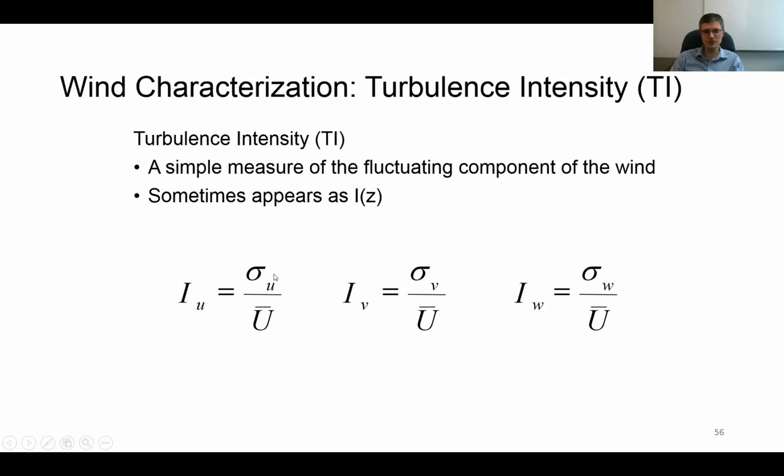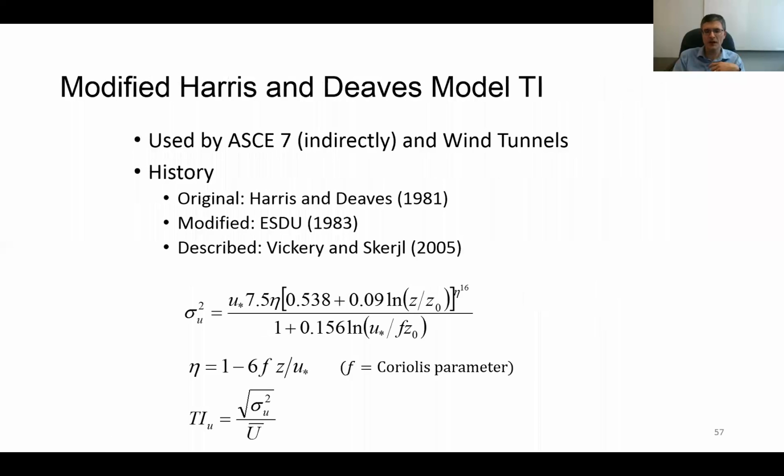There are different components of it. This U, V, and W refer to the longitudinal component, the lateral component, and the vertical component. So the longitudinal component would be the turbulence in the same direction that the mean wind is heading. The lateral component is perpendicular to that wind direction in the horizontal plane, and then the vertical, of course. Sometimes it's referred to as TI, sometimes it's referred to as I, but this turbulence intensity, we also want to quantify that and how it behaves as you move from ground level up higher.